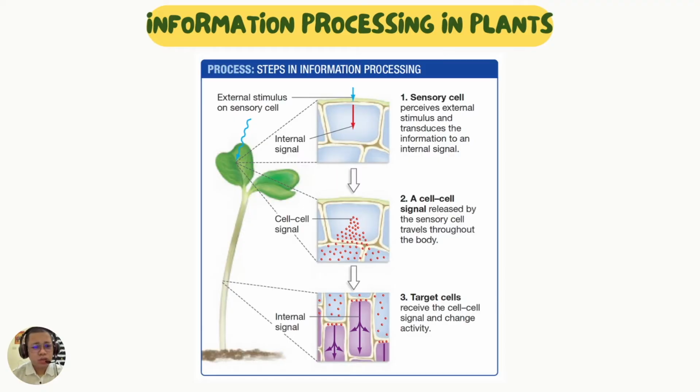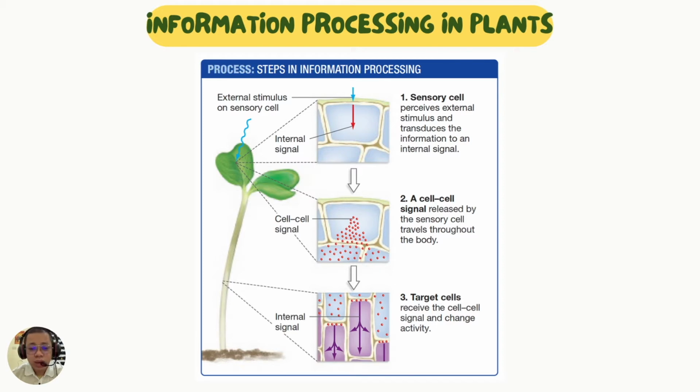So I am going to show you an illustration or a visual representation of the steps in information processing that occurs in plants. So 1, a signal must be introduced to an organism, specifically the plant. The sensory cell perceives the external stimulus and transduces the information to an internal signal. So there is a change happening.